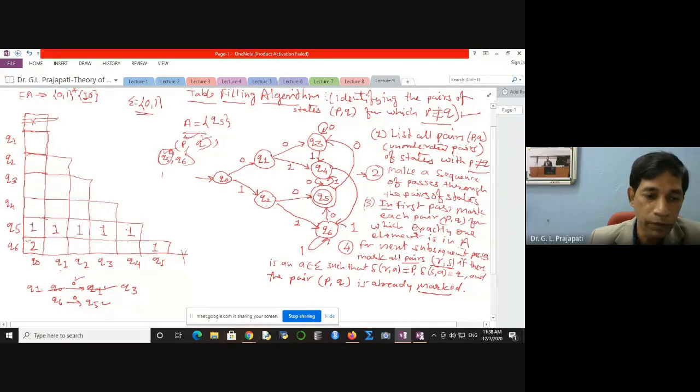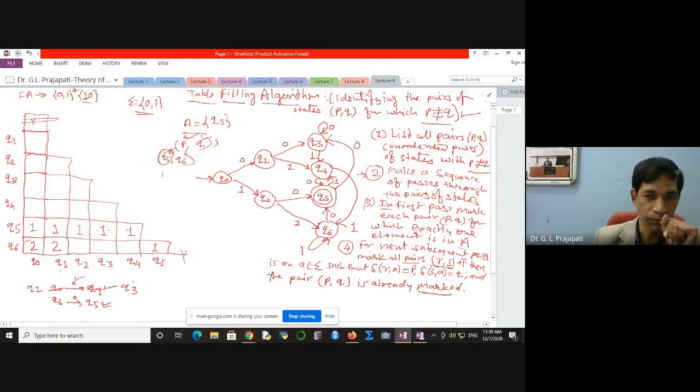And from Q6 on getting 0, you are going to the state Q5. So Q6, you are going to the Q5. And here Q3 and Q5, you can see Q3 and Q5. This pair is already marked. So you have to mark Q1, Q6 also. So you are writing 2 here.